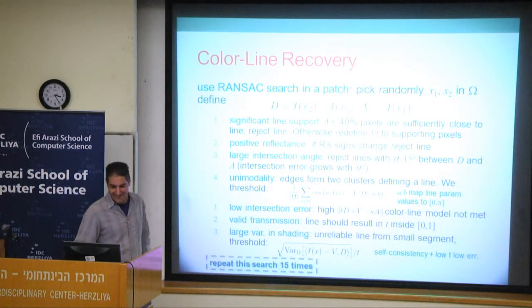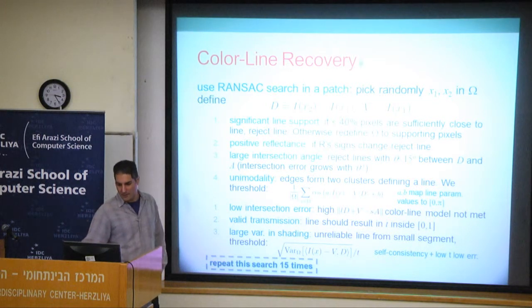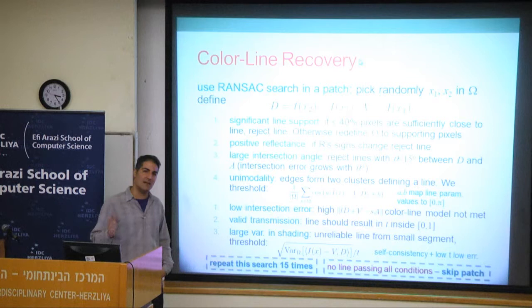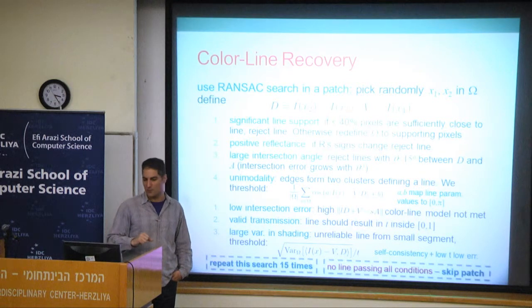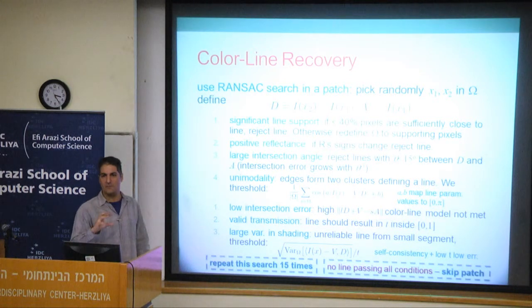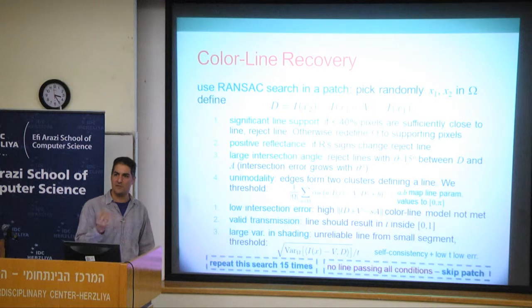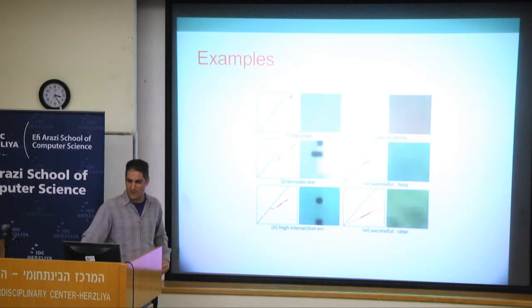And some more, let me just skip. And we repeat this several times, as we typically do with RANSAC iterations. And if no line passes all these criteria, we just skip that patch and move on. And these are the patches where we need to interpolate the solution. But at least we know that we're not doing wrong estimations of the transmission, which is, I think, a better option, and so will the results show.